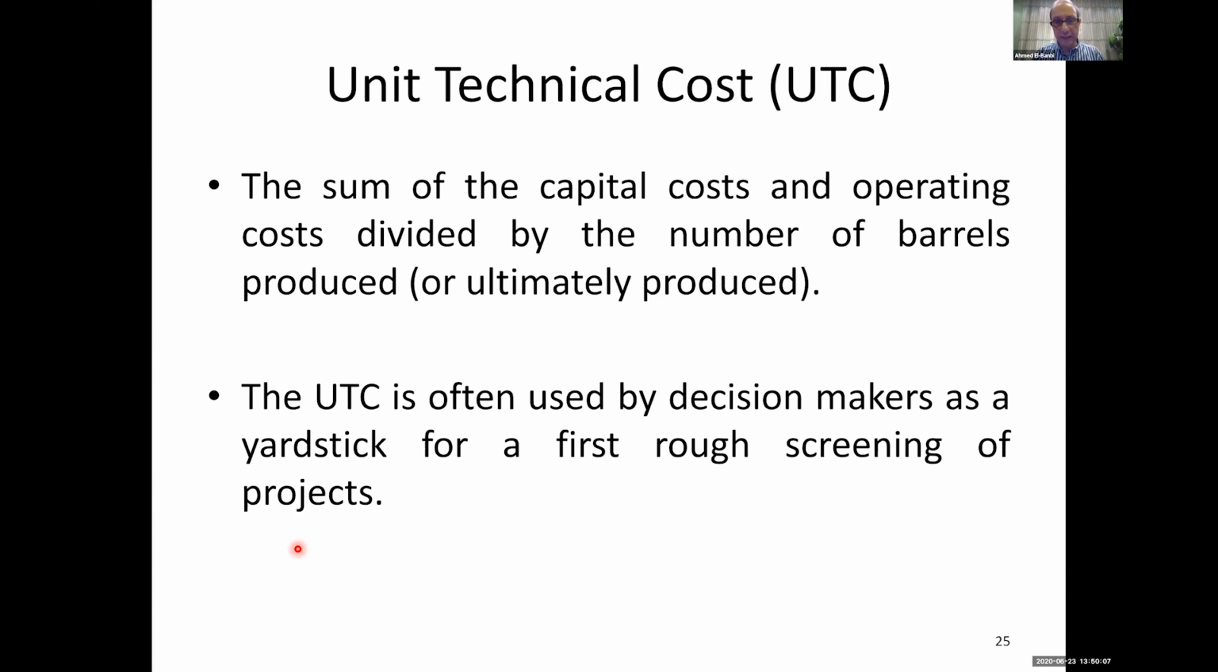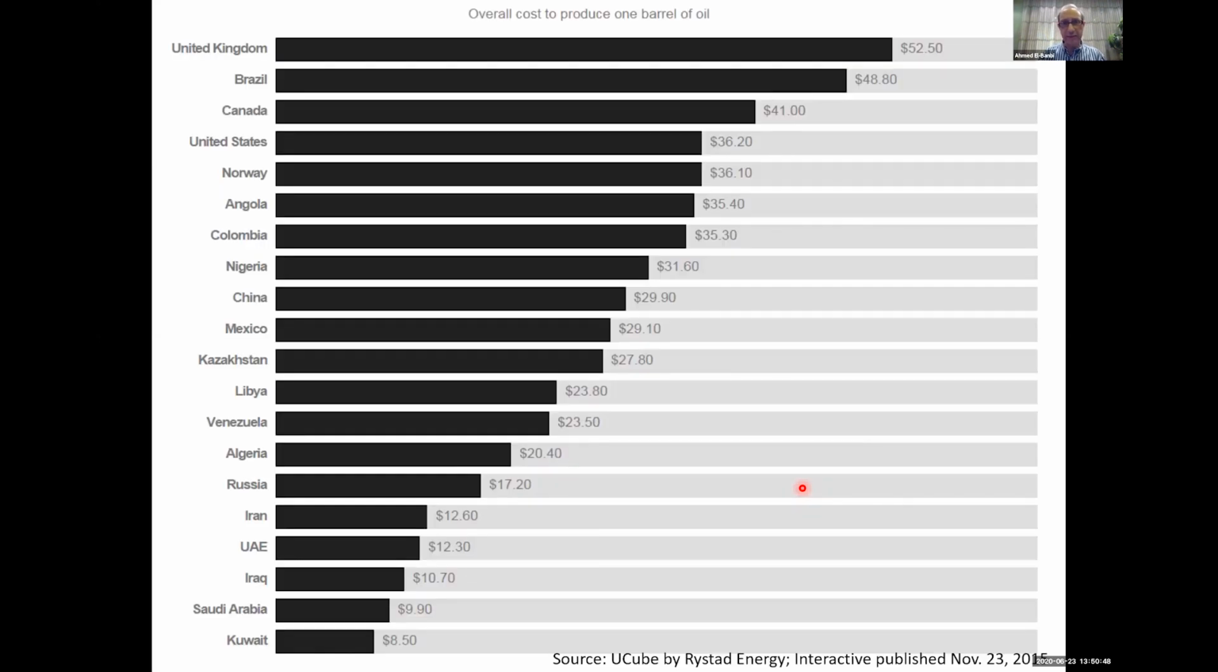Before we look at Capex and Opex in more detail, let's define a terminology that's important for many managers in the oil industry. This is called unit technical cost. By the way, unit technical cost, you find it in every industry as well. So what is unit technical cost for us in the petroleum industry? It is the sum of capital costs and operating costs divided by the number of barrels produced or ultimately produced. The unit technical cost is often used by decision makers as a yardstick or as a measure for a first rough screening of projects. So let's have a look at unit technical costs.